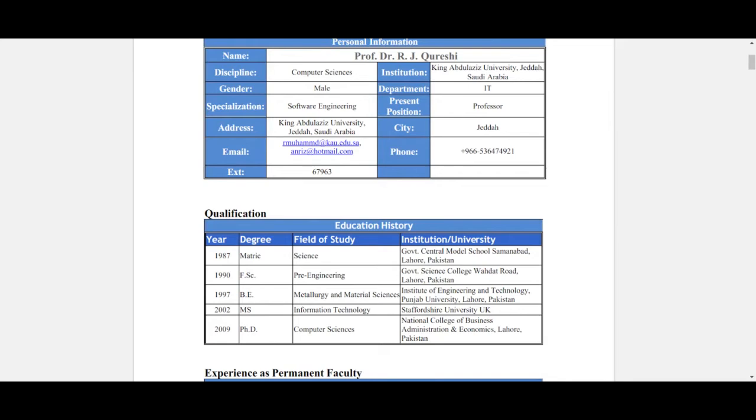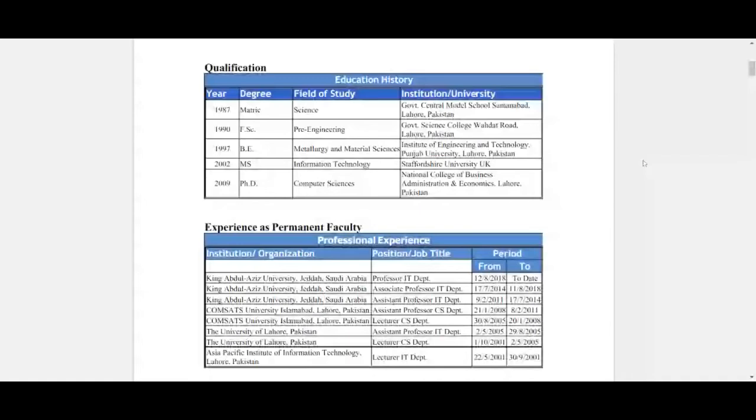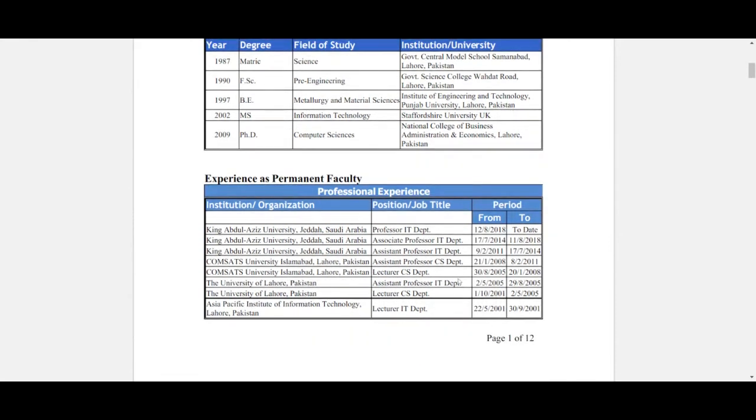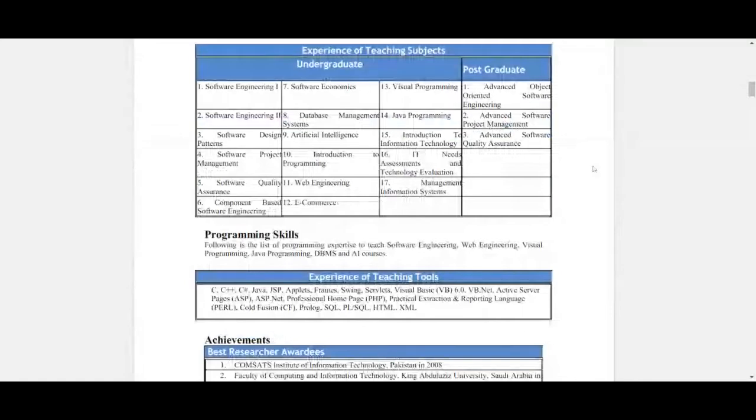My master's is from Staffordshire University, UK. My BS is in engineering. As a faculty, I have almost 20 years of experience in university at teaching level. From 2001, I have been in the teaching profession at university level, and these are the courses I have taught at undergraduate and postgraduate level.